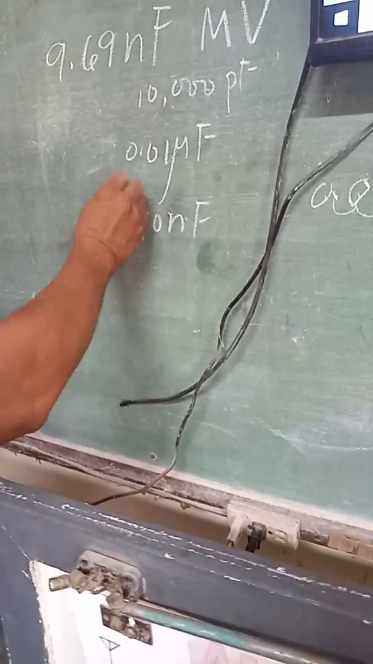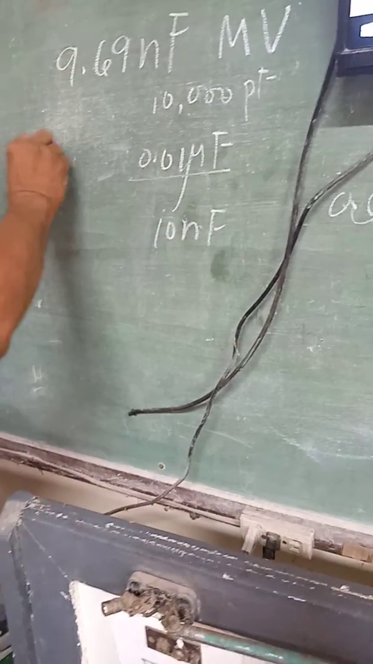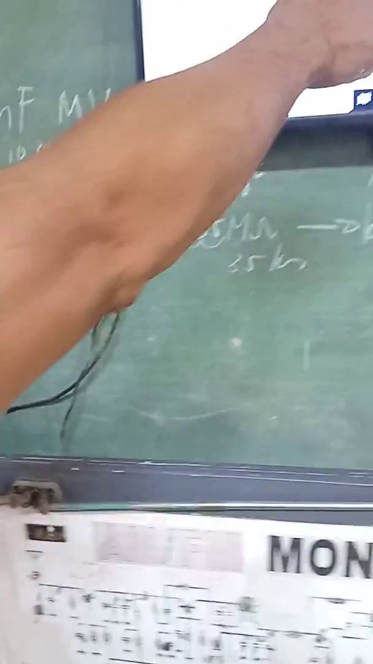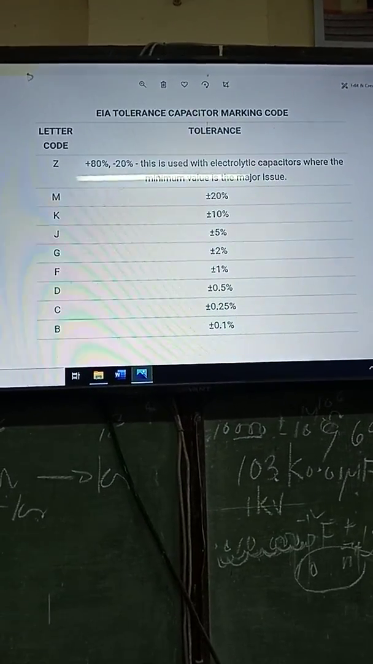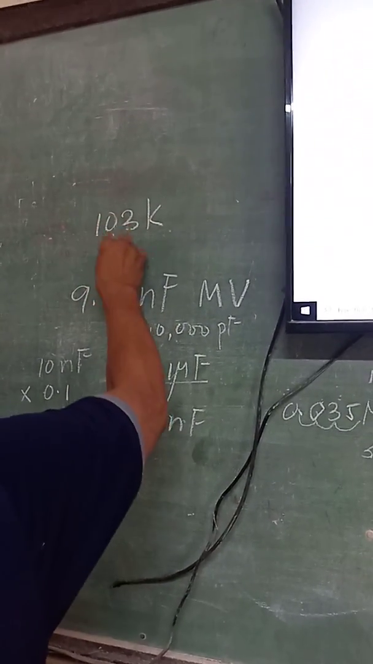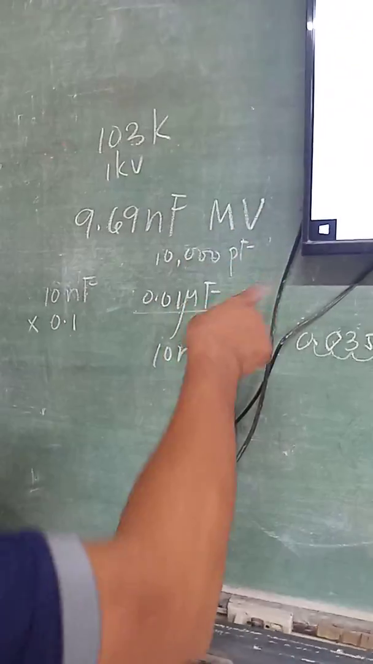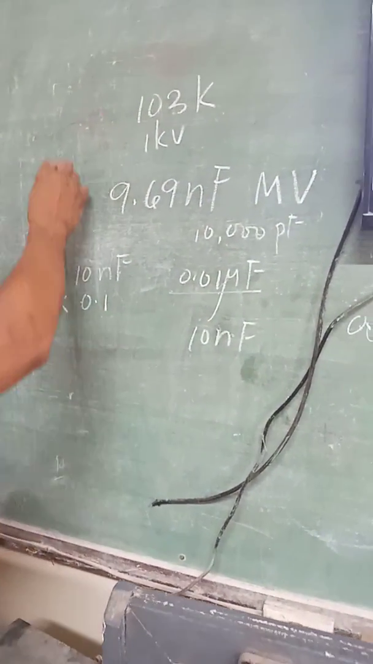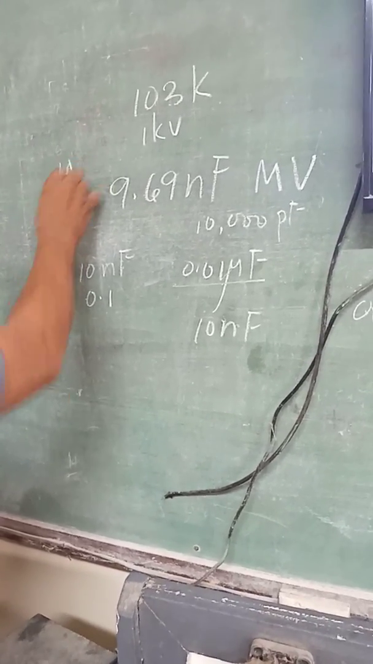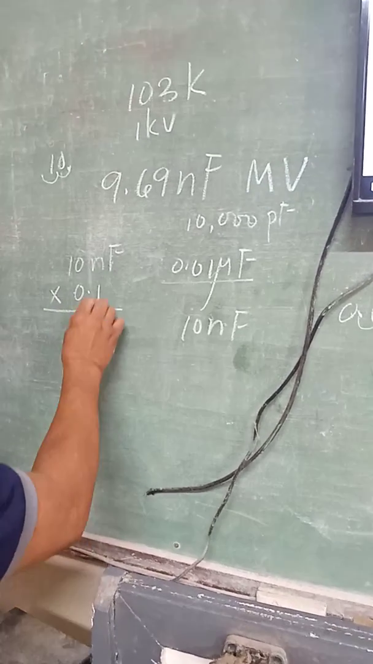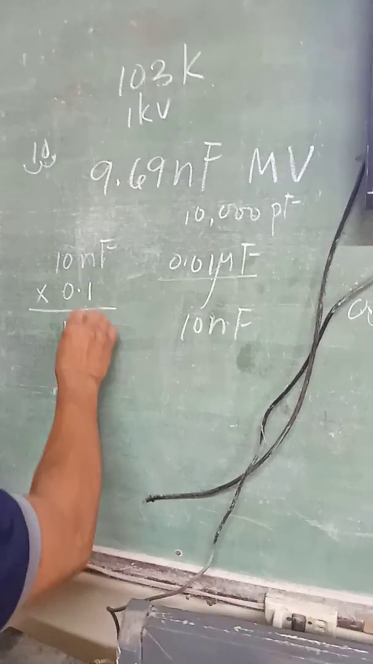Okay, let us compute. We have here the coded value, right? 10 nano times 0.1, because K is 10%. K is 10% because the numerical code is 103K. Then we have here 1 kilovolt. Converting 10% to decimal number, it results to 0.1, because for 10% the decimal point is over here, 1, 2. That becomes 0.1. So 1 nanofarad is the product.